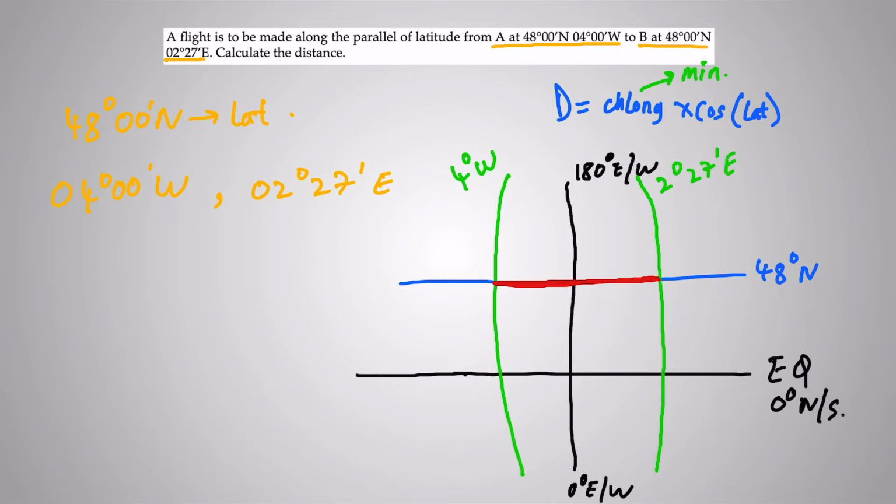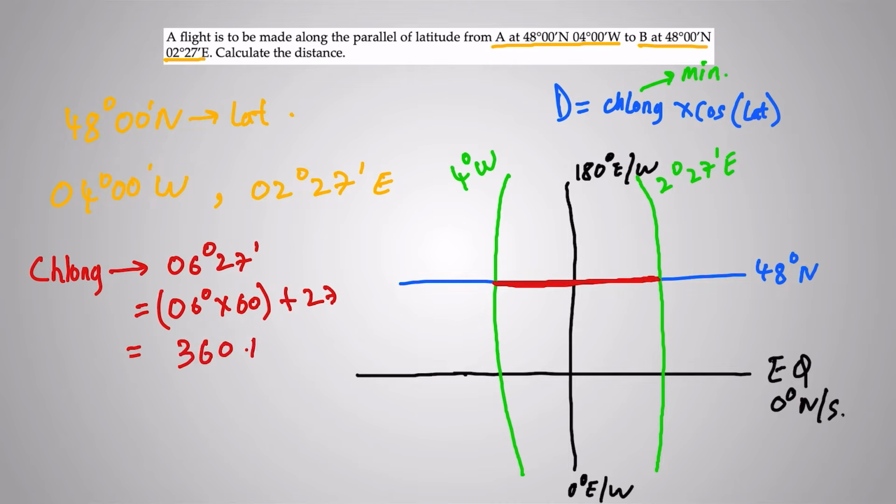The first thing I'll have to do here is find the change in longitude. Now if you don't know how to find the change in longitude in this case, just watch the previous videos and I'm sure you'll get an idea of how to do it. So here the change in longitude comes out to be 6 degrees 27 minutes. Now I'll convert this to minutes. So it will be 06 degrees into 60 plus 27. So this is my change in longitude.